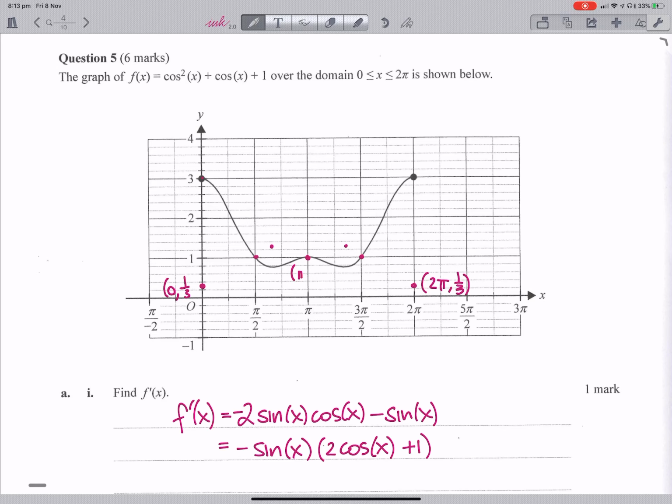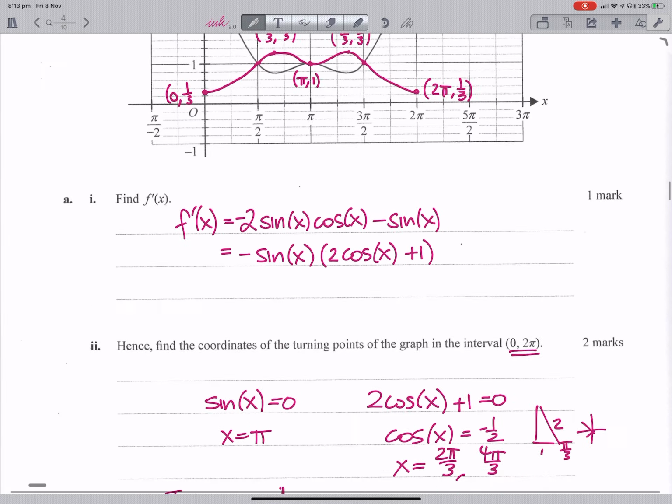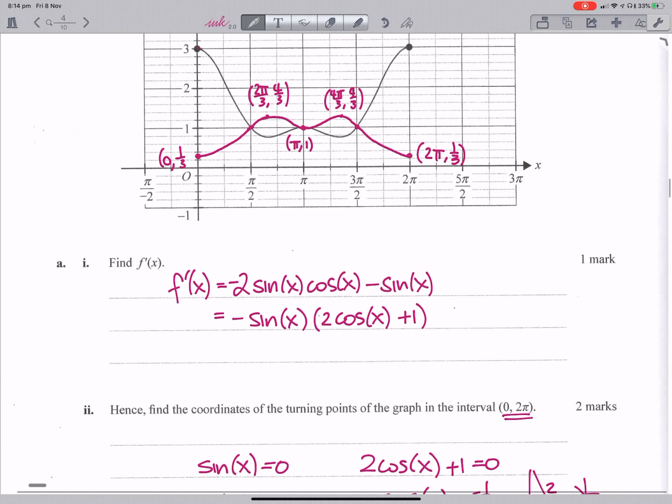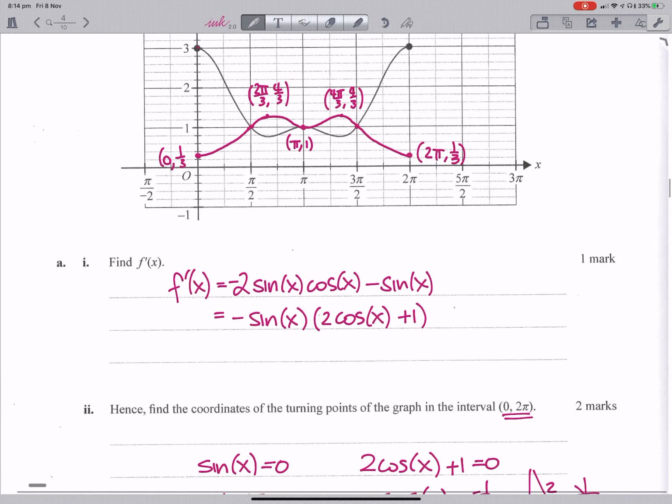So turning points, pi 1, 4 pi on 3, 4/3, 2 pi on 3, 4/3. It's going to get up like that, over like that, like that, and then down like that. Endpoints. Clearly label turning points and endpoints of the graph with their coordinates. Okay, that's all done.